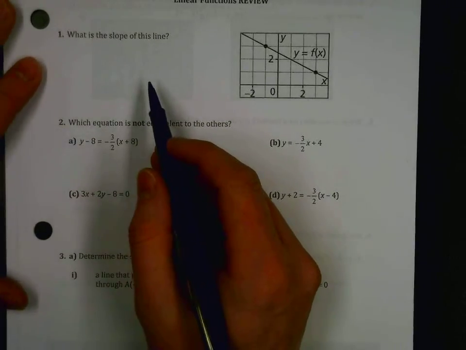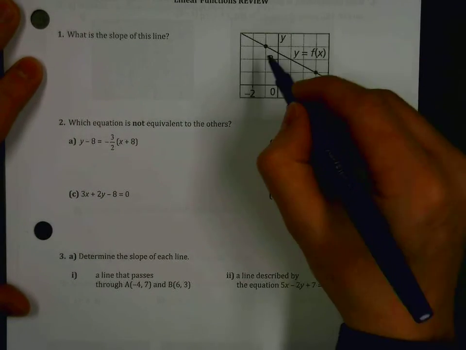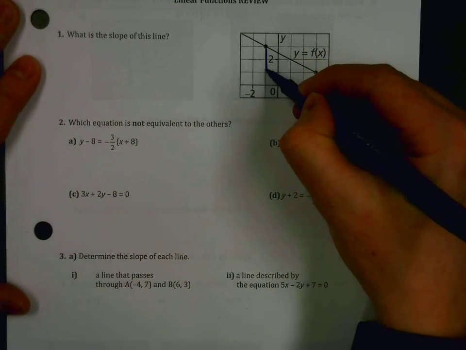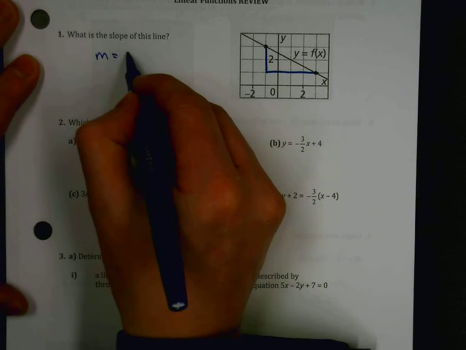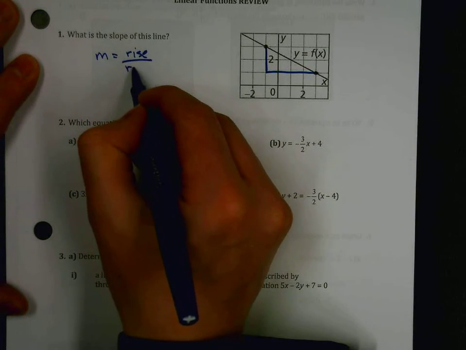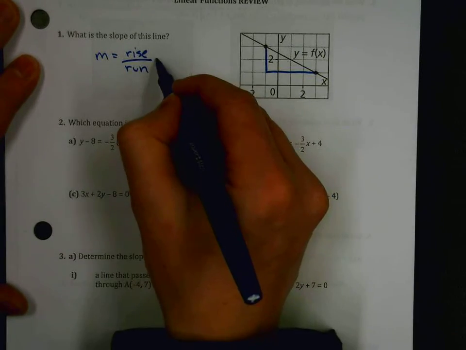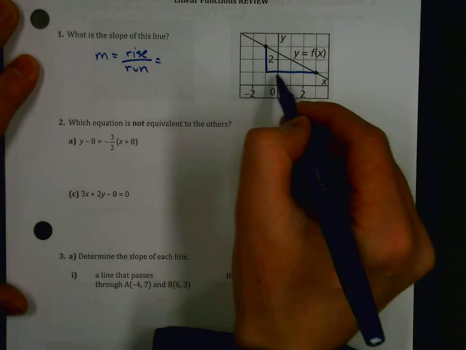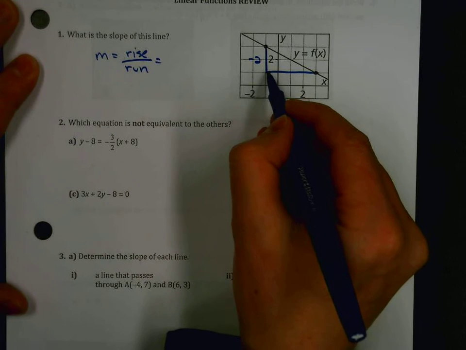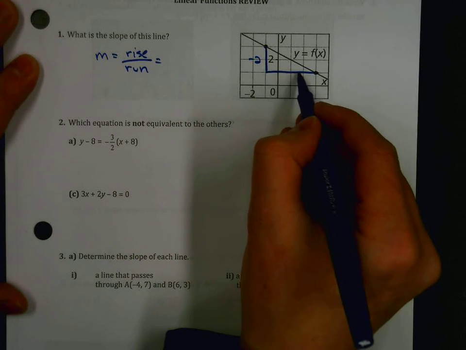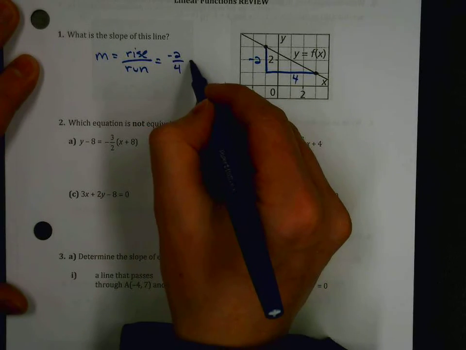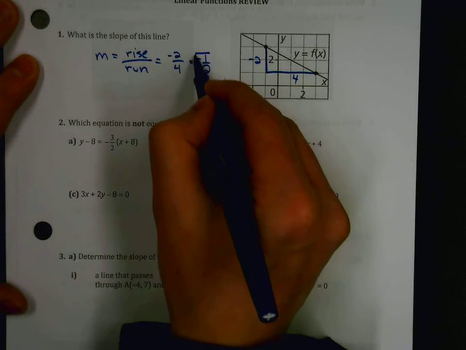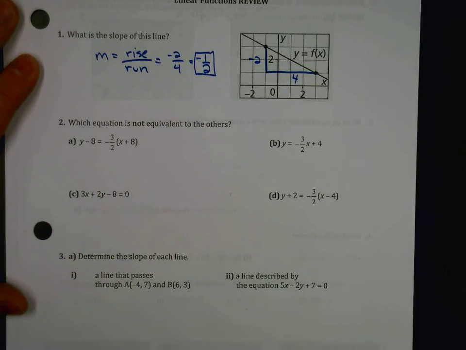For number 1, we're talking about the slope of the line, and so the most efficient way might be thinking about slope as rise over run. So slope is a rise divided by a run. In this question, from one point to the next, we're falling 2, and we're going across 1, 2, 3, 4. So a negative 2 divided by 4, or if we simplify this, a negative 1/2.